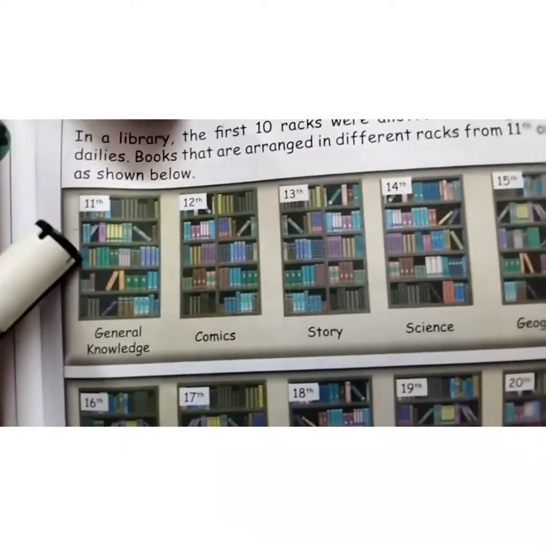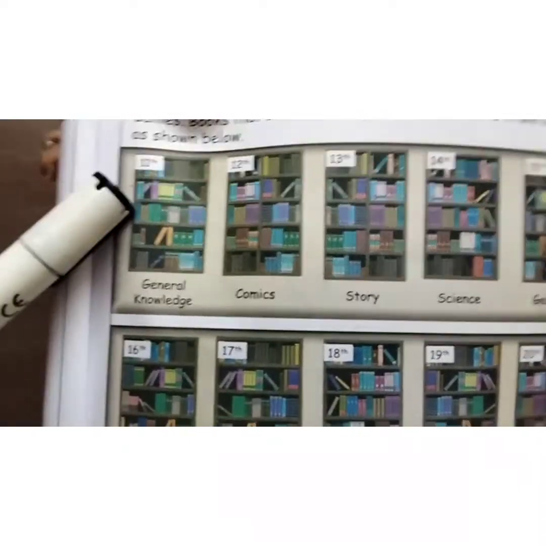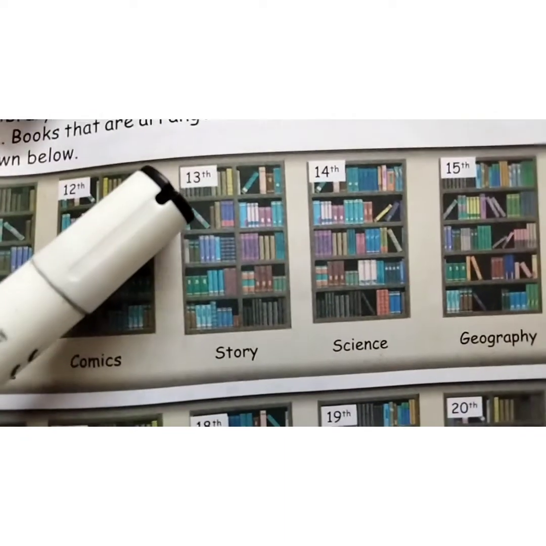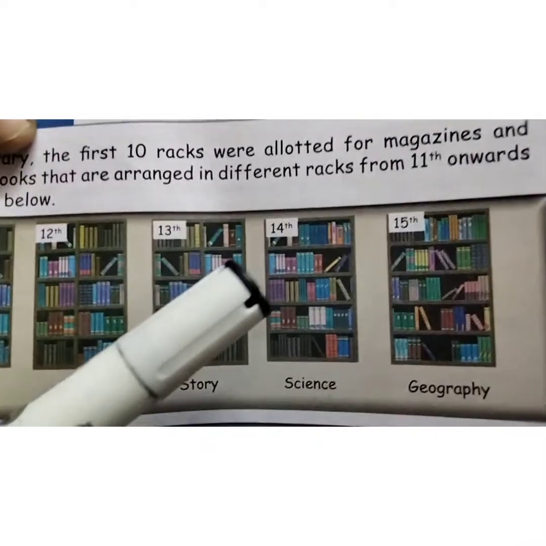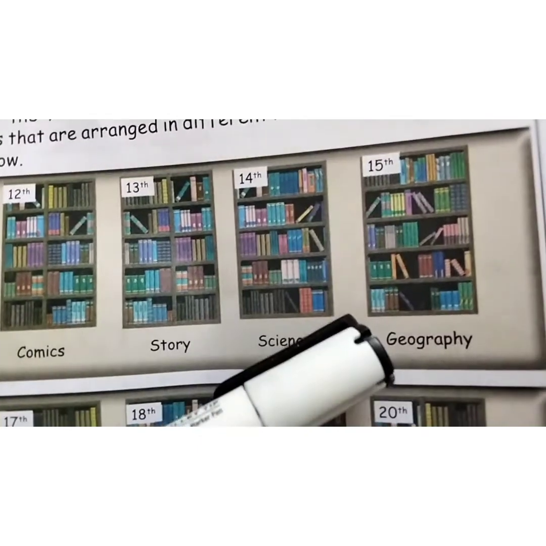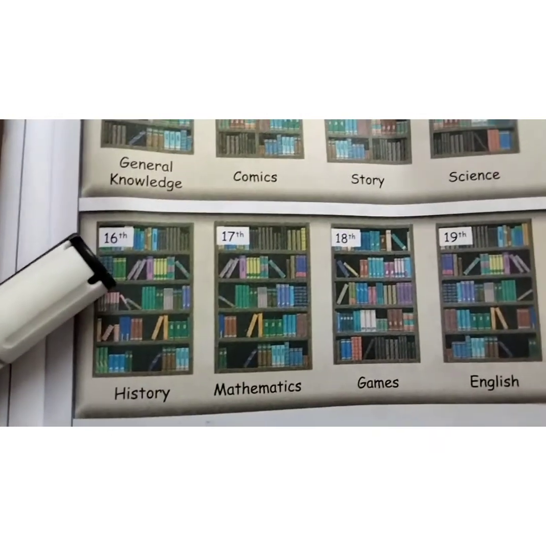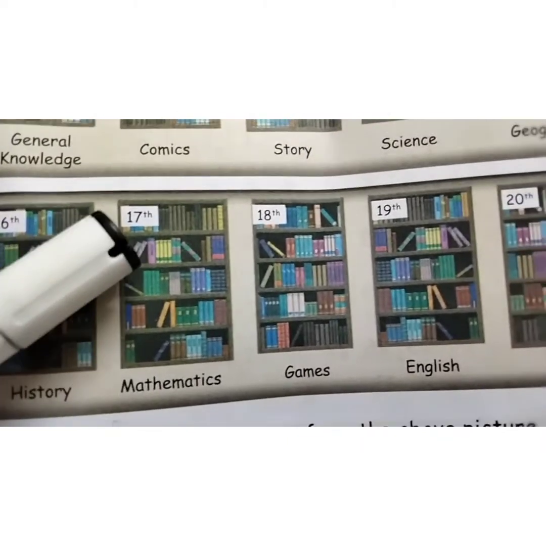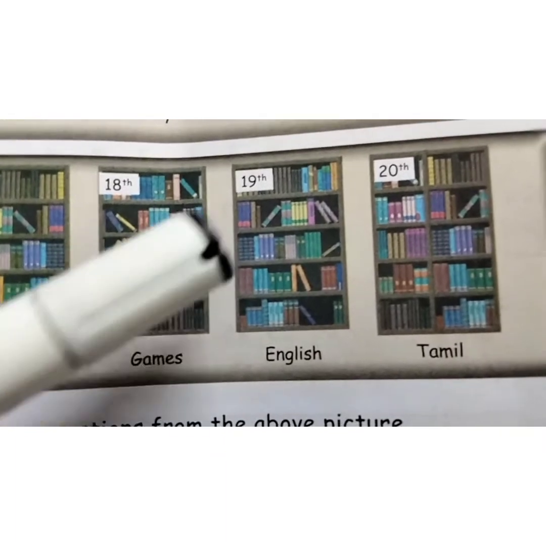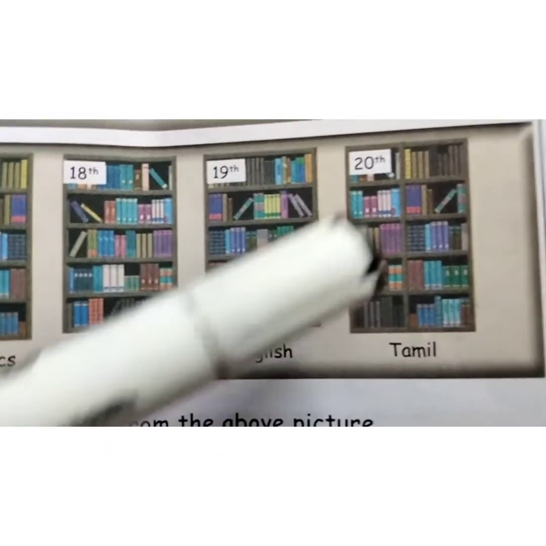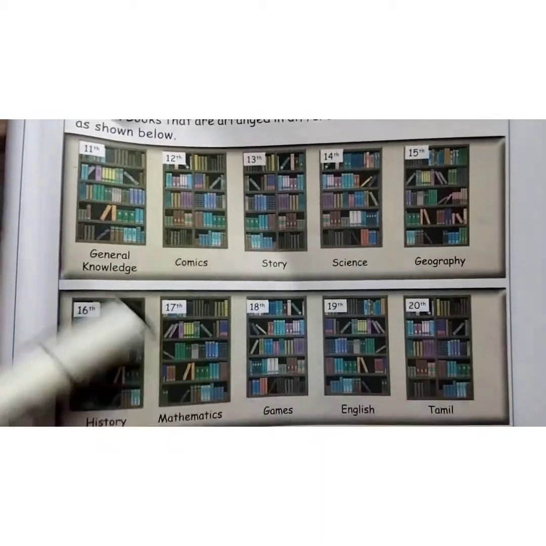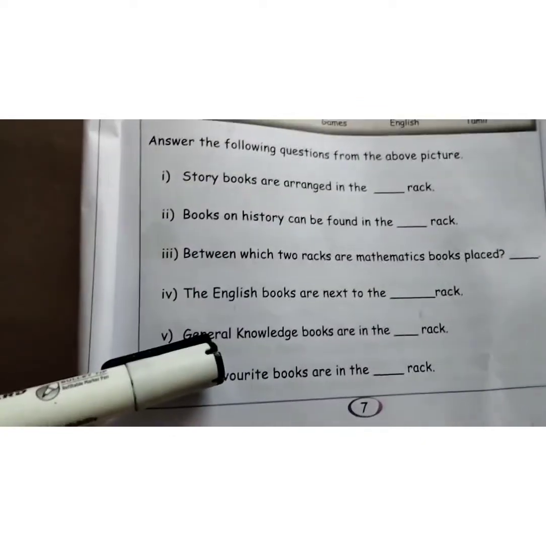In the 11th track, it is general knowledge. In the 12th, it is comics. In the 13th track, it is story. In 14th, it is science books. In 15th, it is geography books. 16th, it is history. In 17th, it is mathematics. 18th, it is games. 19th, English. And 20th, Tamil. So, by seeing this, they were asked questions here.